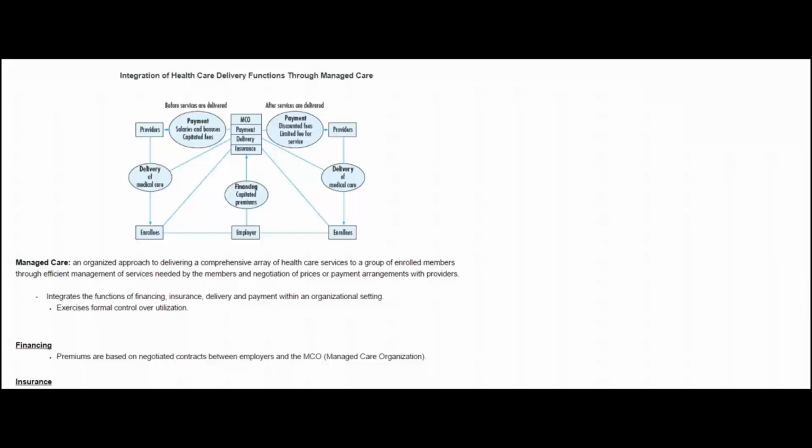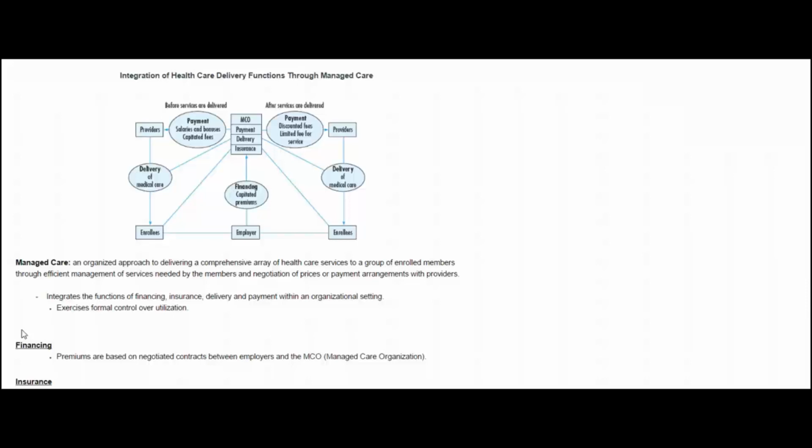Now, there are two main features of managed care. As you can see, they're listed right here. It integrates the functions of financing, insurance, delivery, and payment within one organizational setting, and it exercises formal control over utilization. All right, so as you can see here, with financing, insurance, delivery, and payment, MCOs or managed care organizations also integrate the quad functions of healthcare delivery, which we have reviewed previously in this course.